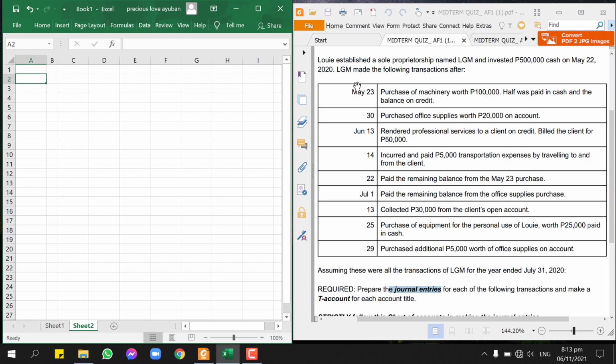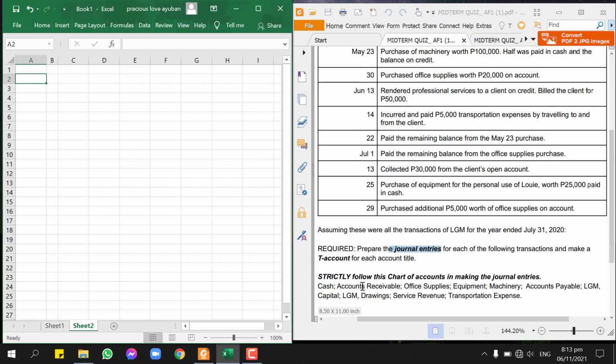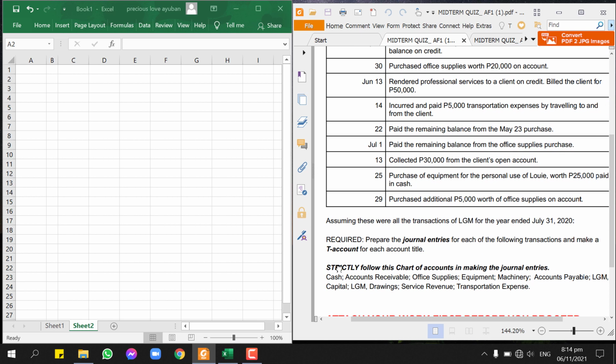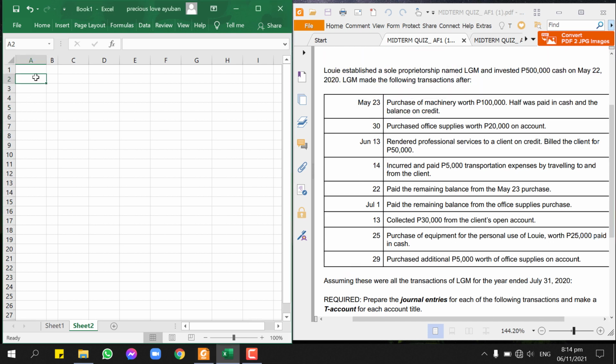So, before we start our journal entry, we have another instruction here. Strictly follow this chart of accounts in making the journal entries. So we have here the account titles that we should use. So kung hindi ito ginamit, so mali na. Now, I will not consider kasi sabi dito, strictly follow this chart of accounts. So let's start. Our transaction is May 22.